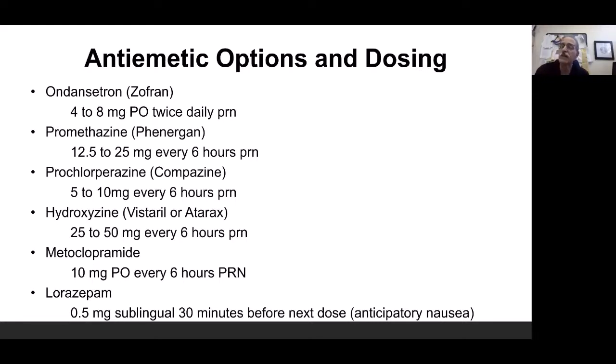And we actually do pretty well in our clinic with promethazine. Occasionally have to use Zofran or one of those drugs, and occasionally some of the others because there is patient variability in response.